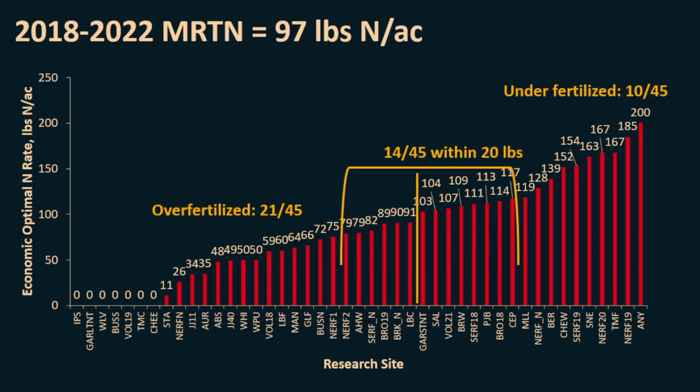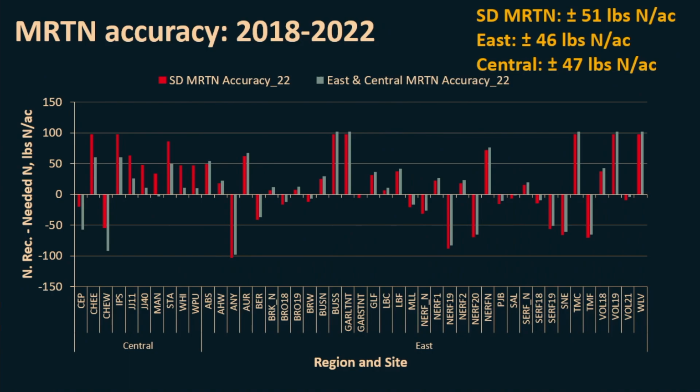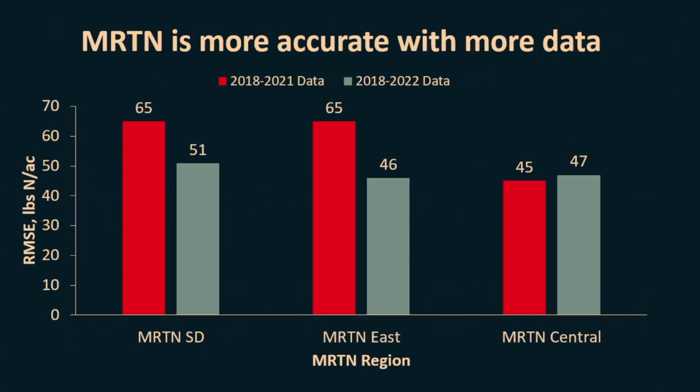Here's that data again. I just showed you. What he's trying to show here is the sites that are under fertilized, the sites that are kind of hitting, and then the ones that are totally over fertilized. So if we look at all those sites, what he's showing here is more data makes MRTN more robust. And that's a true statement. You've got to have a lot of data to make MRTN even work. And do you jump into Minnesota or Iowa and use theirs? I wouldn't do that. I wouldn't do that at all. It's got to be local.